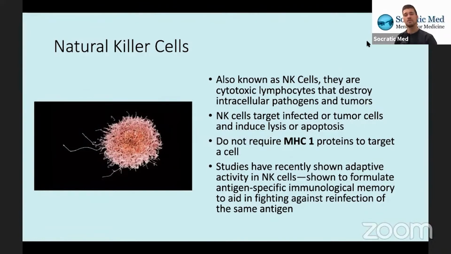That's really where the main focus for natural killer cells in immunology is right now. There's a lot of buzz around natural killer cells and cancer therapy. We do learn about them in the innate immune system, but they have shown adaptive activity. They form antigen-specific immunological memory to aid in fighting reinfection by the same antigen. It's not too well known, but they do show some sort of memory. So if a cell was infected with the same pathogen, a lot of natural killer cells will be able to remember and recognize it.